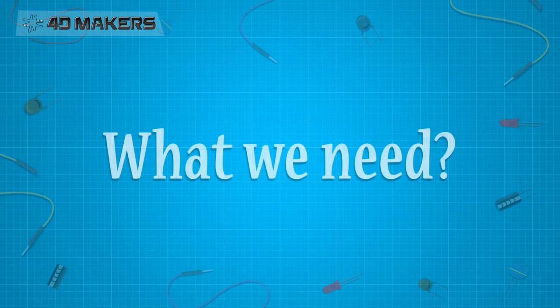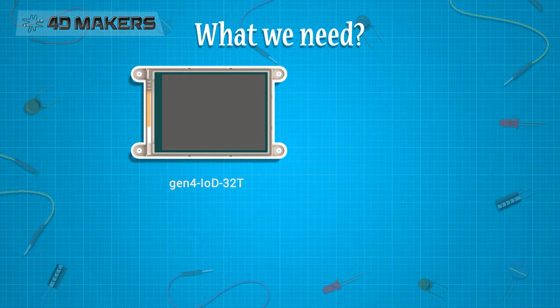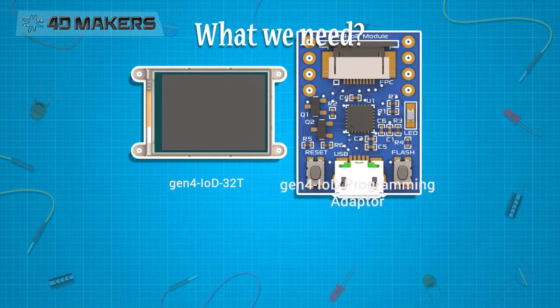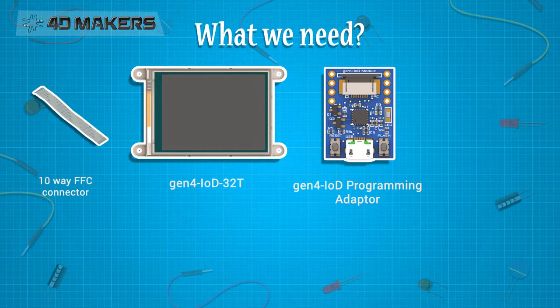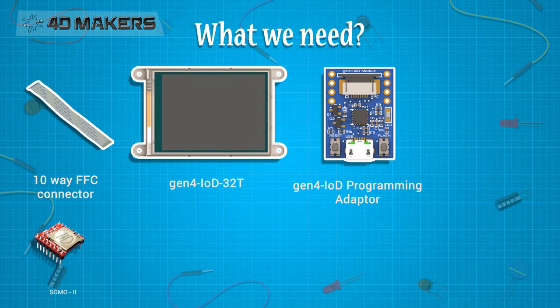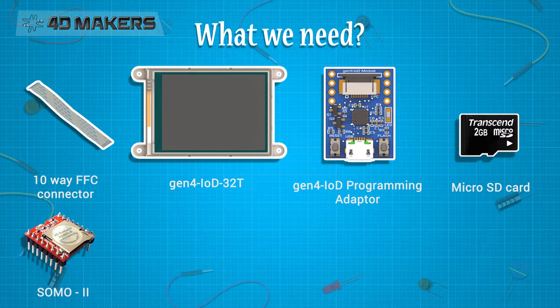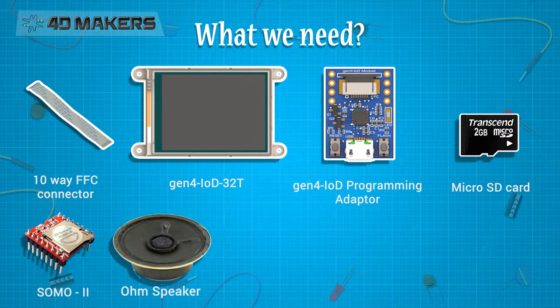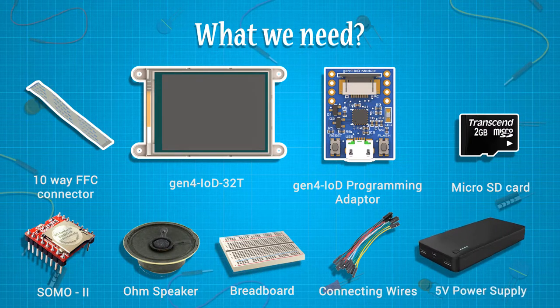To build this project, we will need the following: Gen 4 IOD32T, a 240x320 pixel resistive touch display module with integrated Wi-Fi, IOD programming adapter for the Gen 4 IOD modules, 10-way FFC cable or flat flex cable connector to connect the IOD programming adapter to the Gen 4 IOD module, SOMO-II audio module, micro SD card for MP3 music files, 3-watt 4-ohm speaker, breadboard, connecting wires, and 5-volt external power supply.